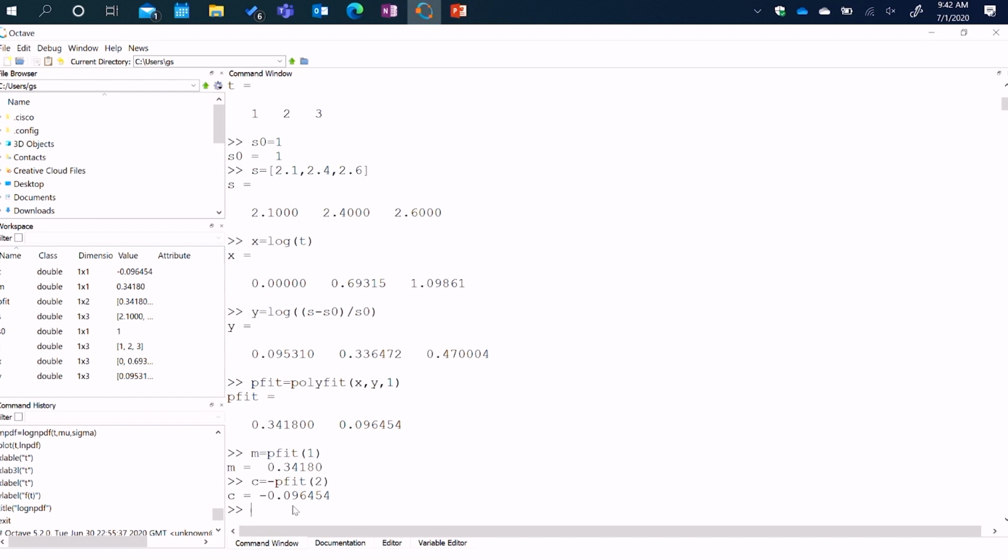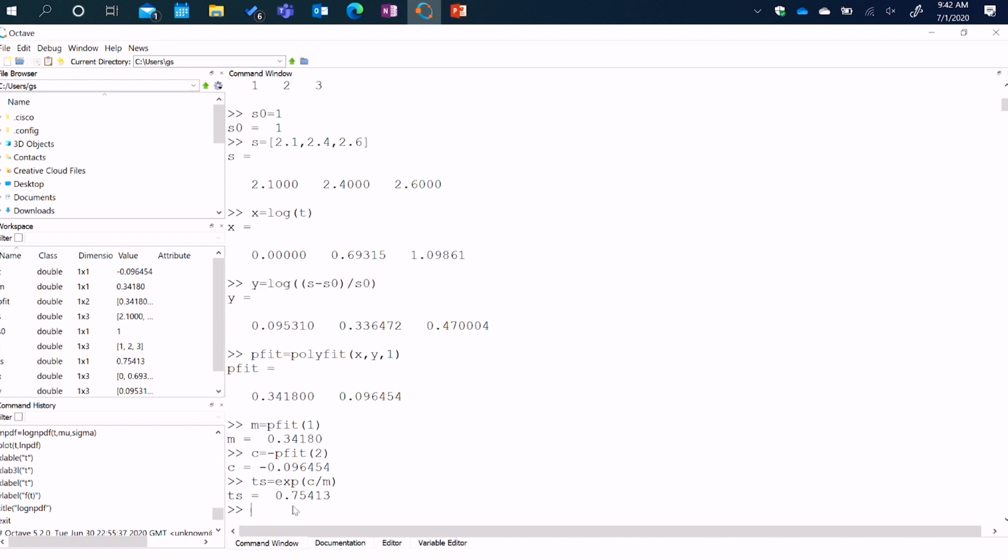So now my time scaling constant is related to this c intercept c. It's going to be obtained as exponential of c divided by m, simply because the intercept was negative of m log ts. So ts is obtained as exponential of c over m. Okay, and that's 0.75. And that's my ts. And that gives me a time constant. Okay, rough order of time, that's 0.75 years is my time constant.